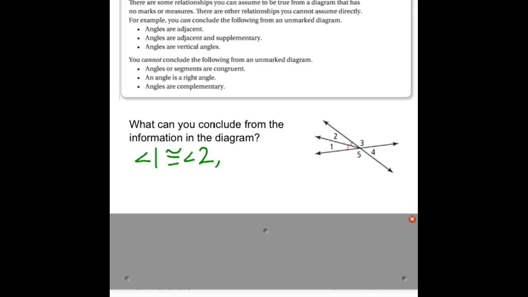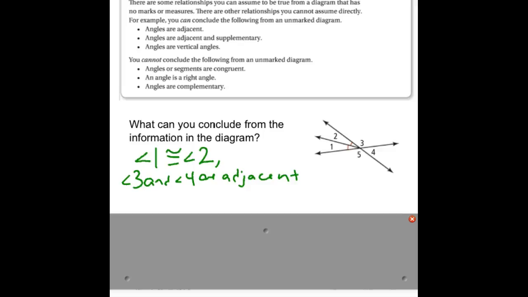The things that we don't need evidence to back them up are whether angles are adjacent. So if I'm looking at the drawing right now, I could say angle 3 and angle 4 are adjacent. I could say angle 4 and 5, angle 5 and angle 1, angle 1 and angle 2, or angle 2 and angle 3. All of those are adjacent angles. I can assume that to be true.